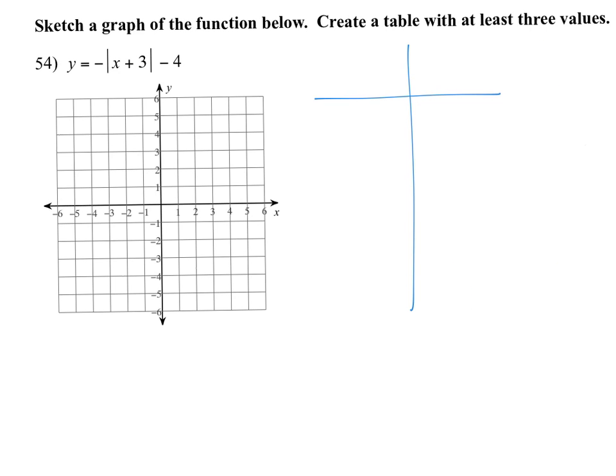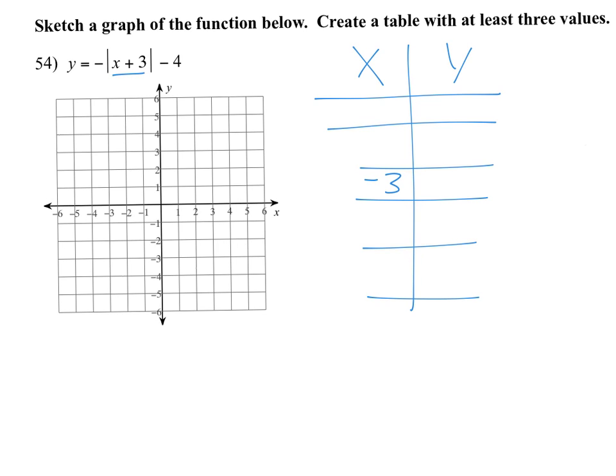Again, I'm going to start off with making a table. And I'm going to choose whatever makes that equal to 0. So that's going to be -3. That's my middle value. Let's go up a couple and down a couple from there. I only need 3 values this time, but I'm going to do 5 anyway just to make sure. So -3 plus 3 is 0. Absolute value of 0 is still 0. -4 is -4. That's my first point.